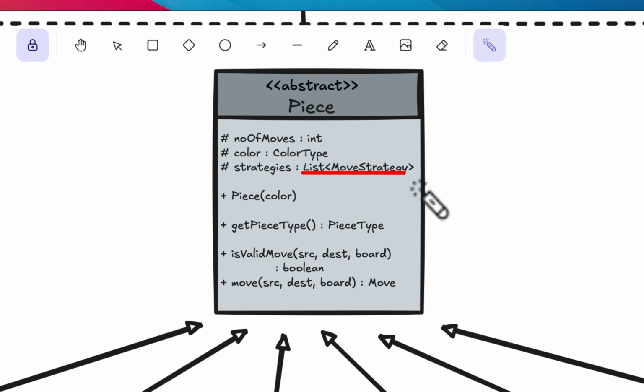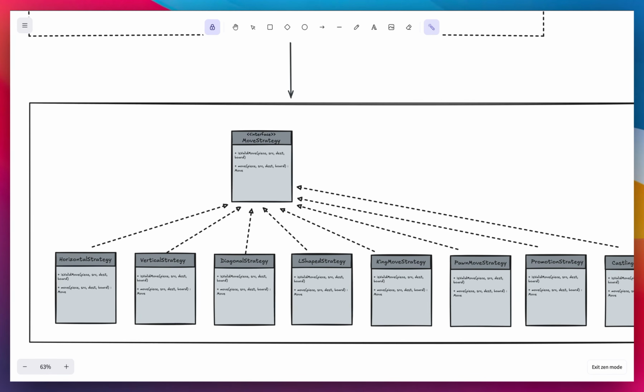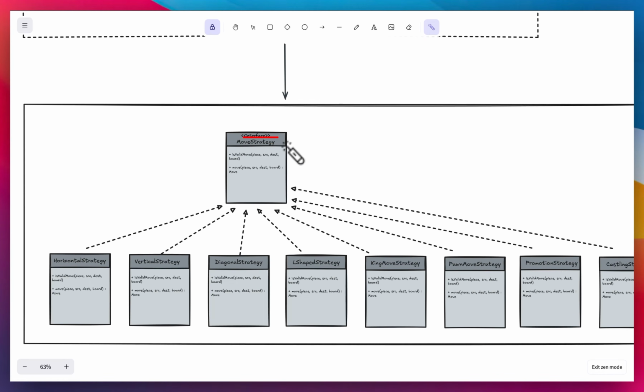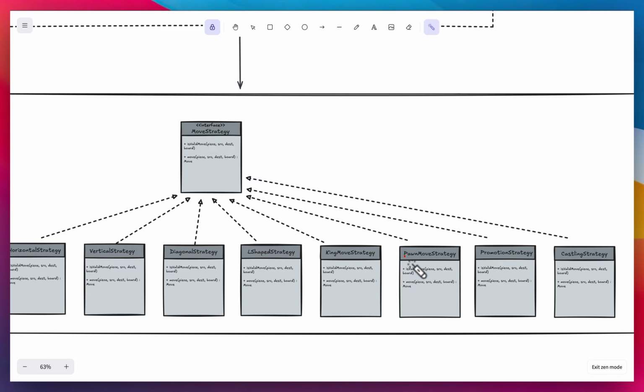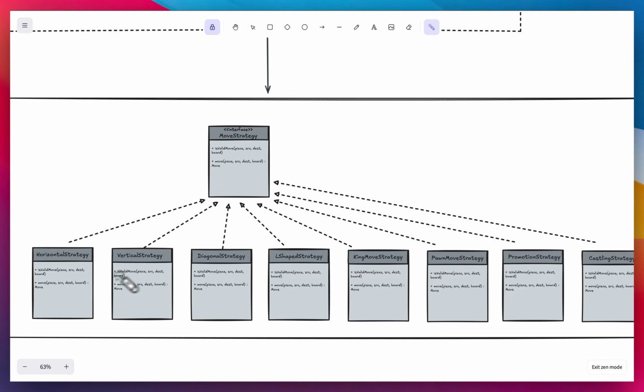So let me explain to you what exactly is move strategy and why we require a list of move strategy. Over here, I have one move strategy, which is an interface, and we have different kinds of concrete strategies. First is horizontal strategy, second is vertical, third is diagonal, fourth is L-shaped, king move, soldier move, soldier promotion strategy, and the castling strategy. So all the different algorithms would be lying in their respective strategy classes.